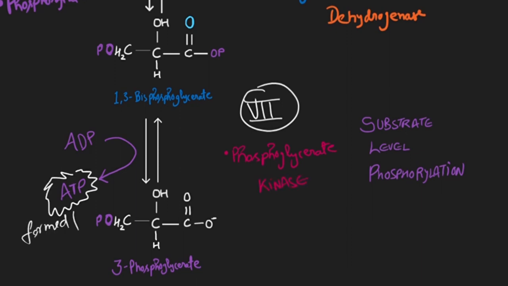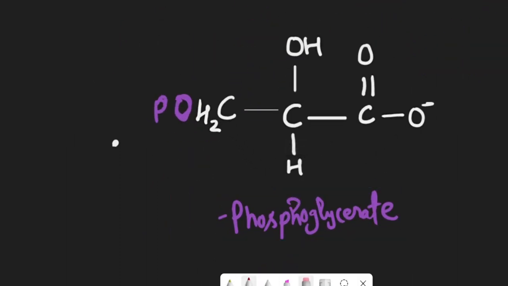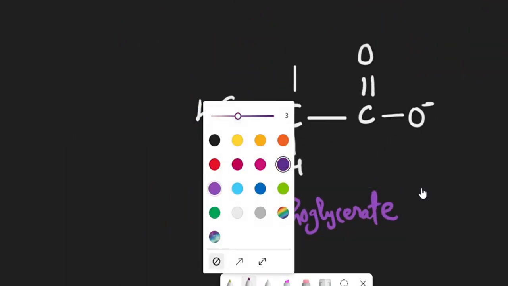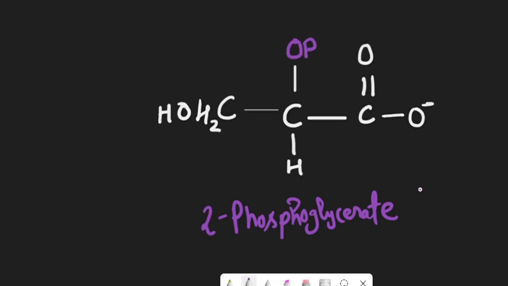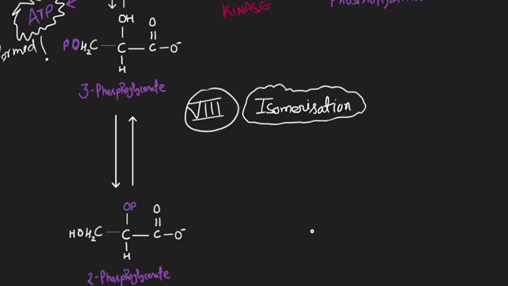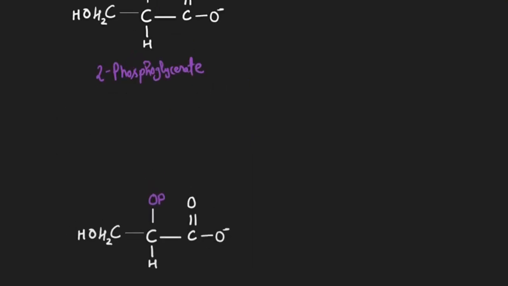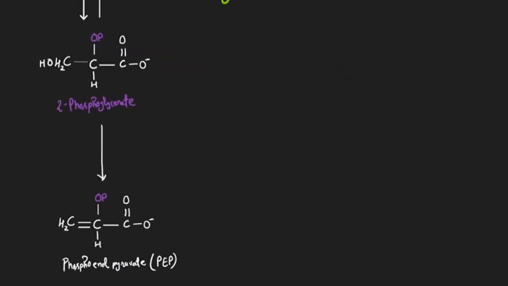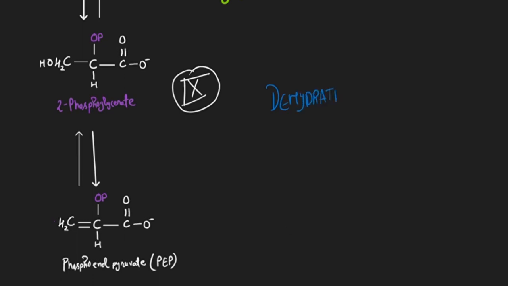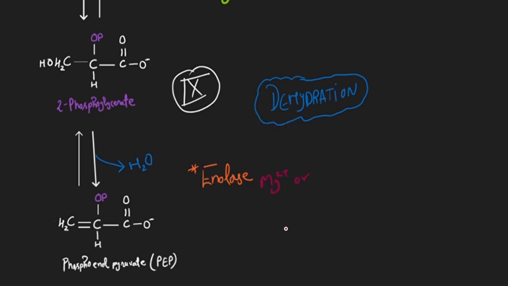Next, the step where 3-phosphoglycerate is now converted into 2-phosphoglycerate, or you can say isomerized into 2-phosphoglycerate by a process called isomerization, catalyzed by an enzyme phosphoglycerate mutase. Now, 2-phosphoglycerate undergoes another reaction which is termed dehydration, catalyzed by an enzyme called enolase in the presence of magnesium 2 positive or manganese 2 positive ions.